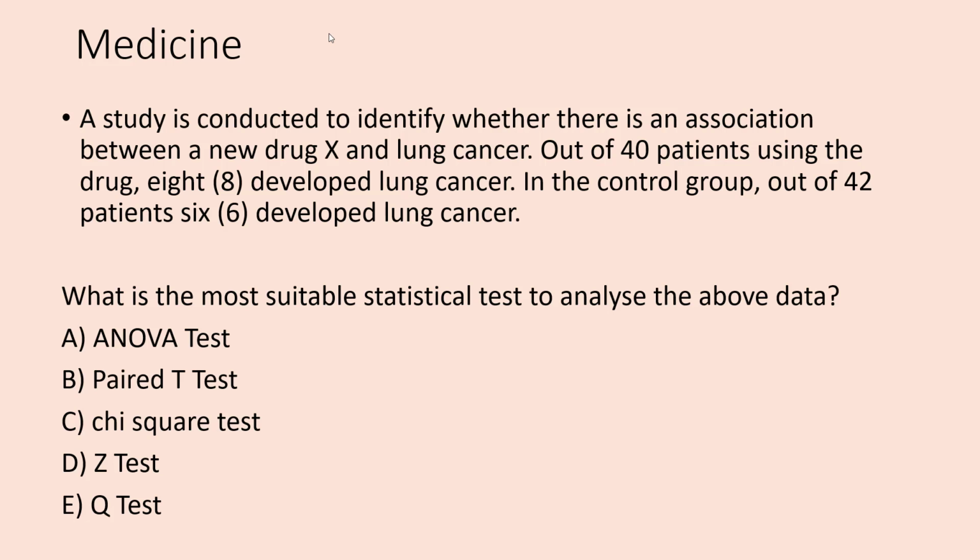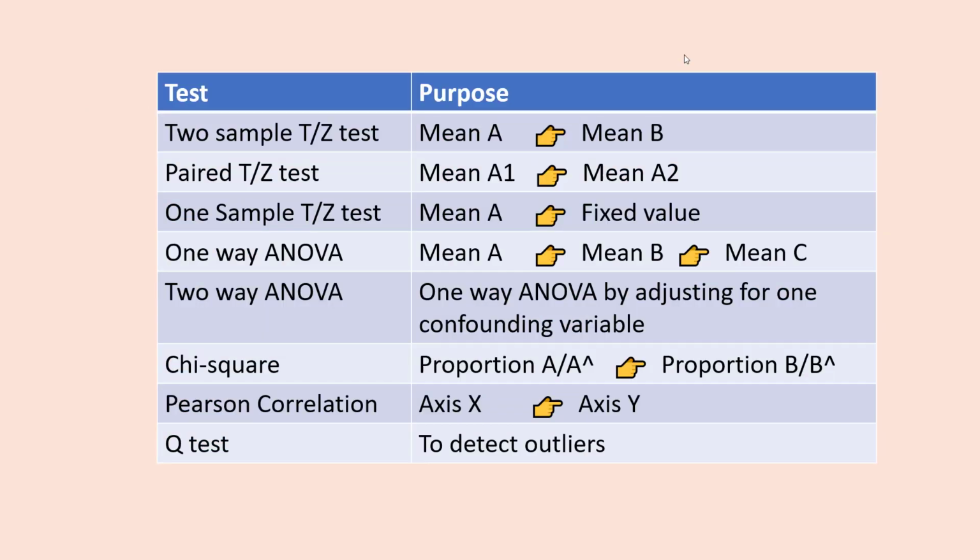Let's discuss some of the theories which may be useful in the next MCQs that you face in the exam. I will refresh your knowledge regarding the statistical tests. In the first column, you can see the statistical tests, and in the second column, you can see the purpose of using the specific statistical test. First test is two sample Z test or two independent sample T test or Z test.